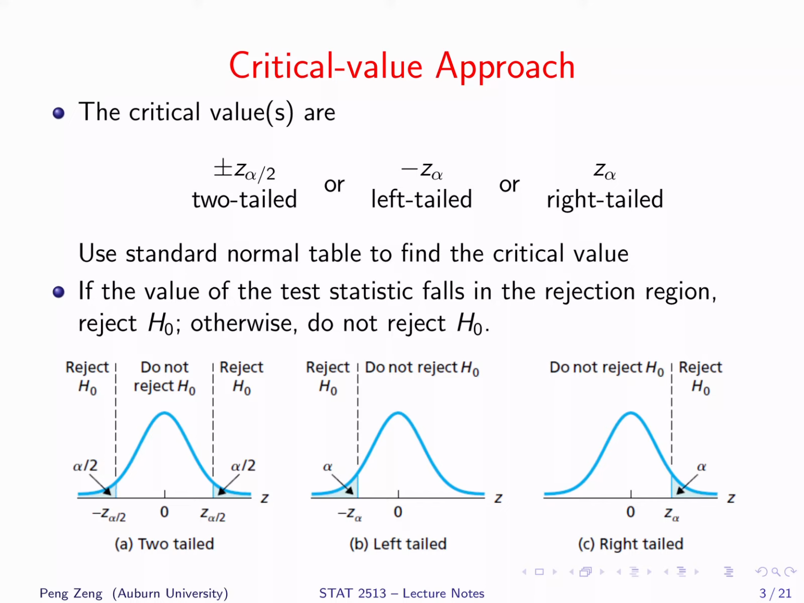These critical values can be found using the standard normal table. Pay attention to the two-tailed test, because the rejection region contains two parts, each with probability alpha over 2. The critical values are plus minus z alpha over 2, but not z alpha.